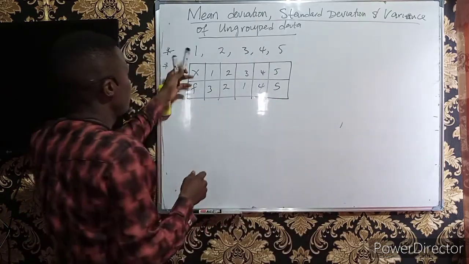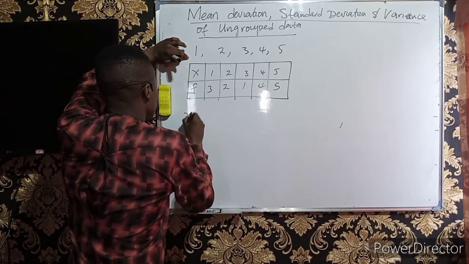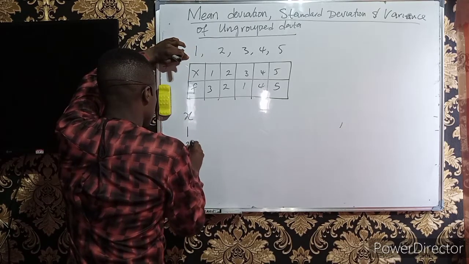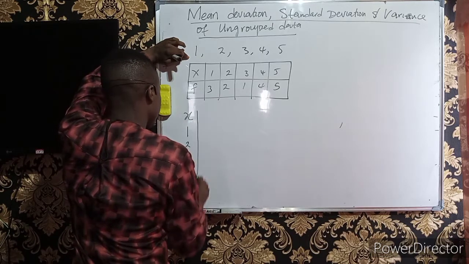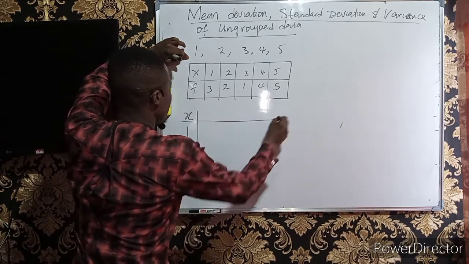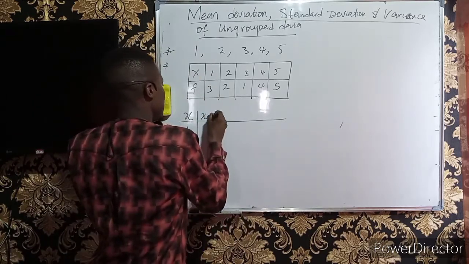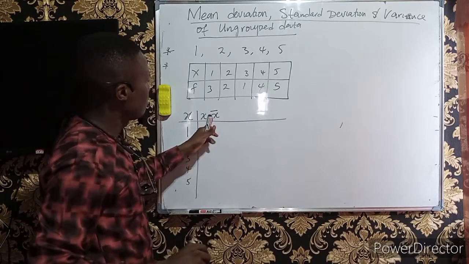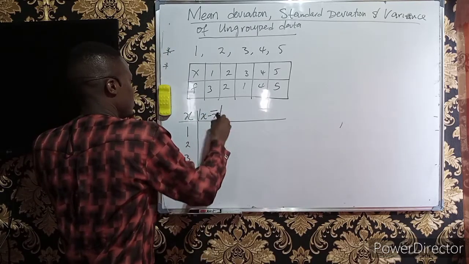Okay, now having learned these formulas, let us apply them in solving this question. I have to make a table for the first one. In the first question, I have my values of x as 1, 2, 3, 4, and 5. No frequency is given. So remember the formula, x minus x bar. Remember, x bar implies mean, and we are taking the absolute value.